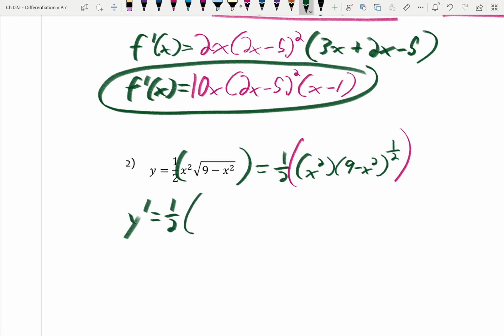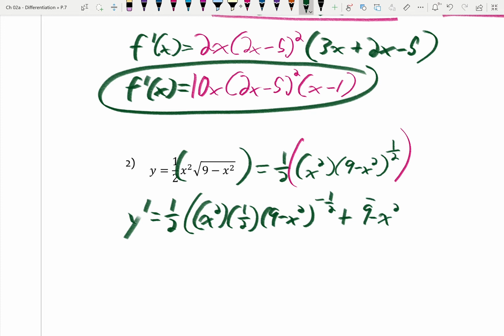First, the derivative of the second: x squared times 1/2 times 9 minus x squared to the negative 1/2, plus the second times the derivative of the first, and so on. It's a lot of cleanup work.